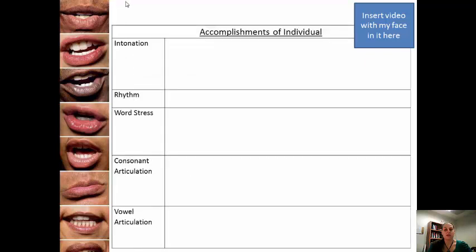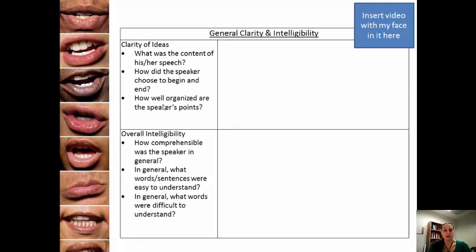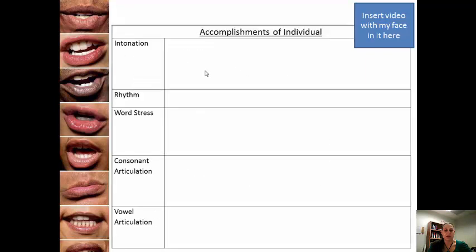Okay, so after you fill out this introduction, the first part of this table talks about the accomplishments of the individual. You'll notice that on the side there's intonation, rhythm, word stress, consonant articulation, and vowel articulation. These are the 5 categories that we have studied today in the phonology PowerPoint. So remember, intonation is about the melody of the language. In particular, we talked about rising intonation and rising falling intonation.